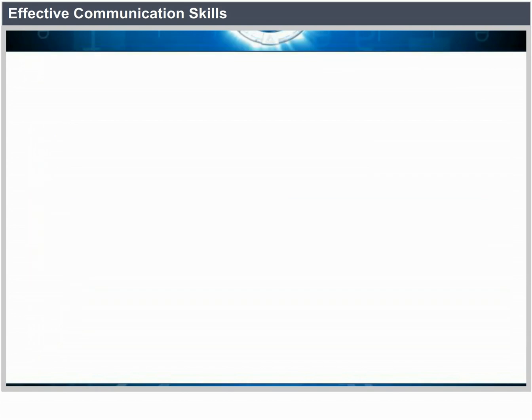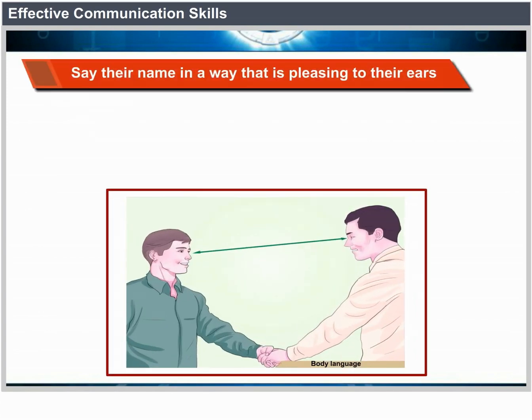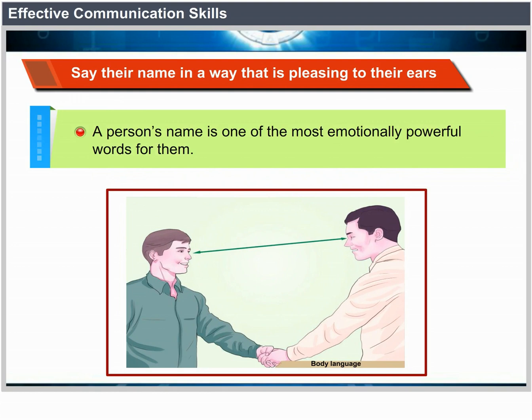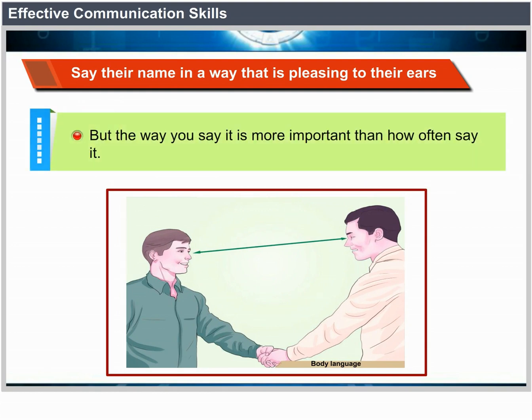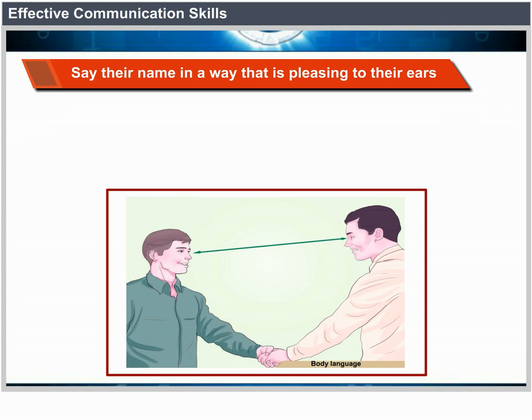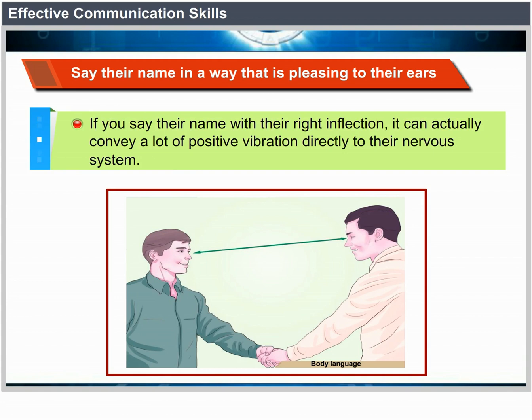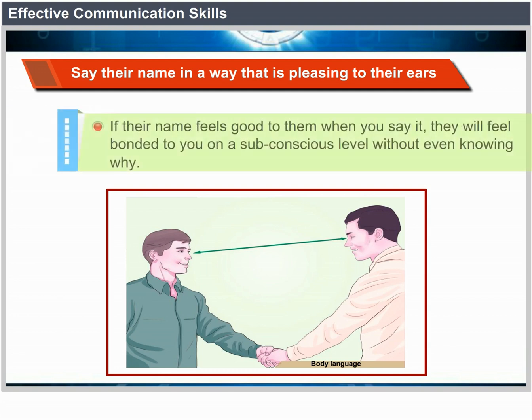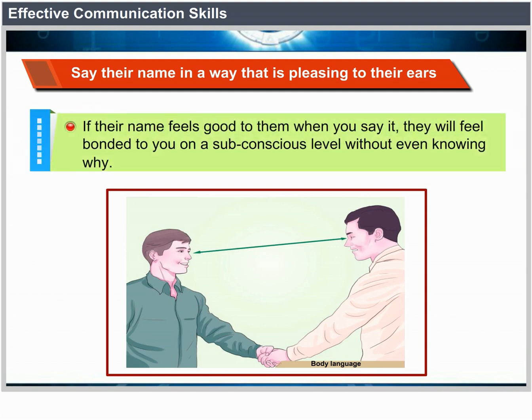Say their name in a way that is pleasing to their ears. A person's name is one of the most emotionally powerful words for them. But how you say it is more important than how often you say it. If you say their name with the right inflection, it can actually convey a lot of positive feeling directly to their nervous system. If their name feels good to them when you say it, they will feel bonded to you on a subconscious level without even knowing why.